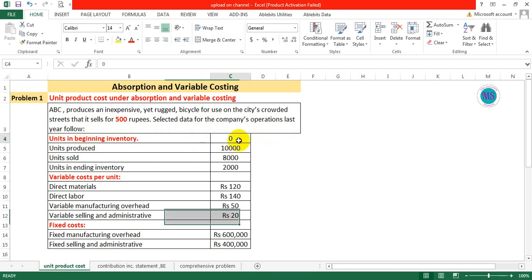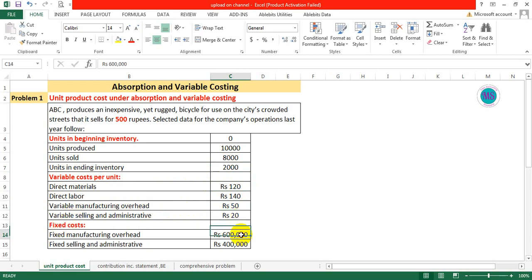Units in beginning inventory 0. Units produced 10,000, units sold 8,000, units in ending inventory 2,000. These are all units, that's why no currency is mentioned, right? Variable cost per unit, direct material rupees 120. It means we are talking about cost because it has a value in rupees, right? So direct material 120 rupees, direct labor 140, variable manufacturing overhead 50 rupees, variable selling and admin 20 rupees.